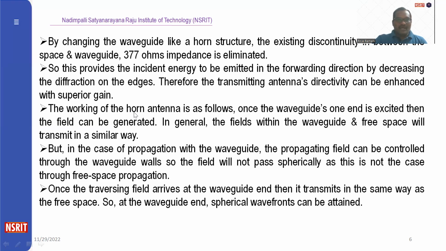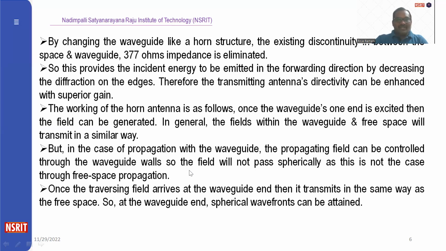The working of the horn antenna is as follows. Once one end of the waveguide is excited, the field can be generated. In general, the fields within the waveguide and free space will transmit in a similar way. But in the case of propagation within the waveguide, the propagation field is controlled by the waveguide walls, so the field will not spread spherically, as is the case in free space propagation.